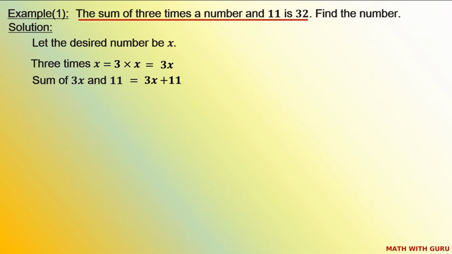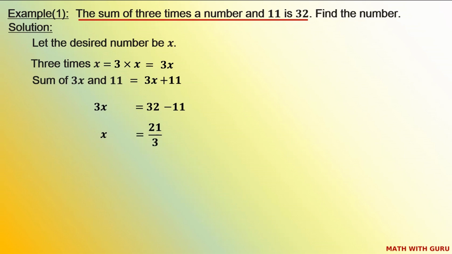Sum of 3 times the number and 11 is 32. That is, 3x plus 11 equals 32. Here is a linear equation in variable x. We need to solve this. Let us collect the like terms on the same side. Transpose 11 to the right hand side. 3x equals 21. x equals 21 divided by 3.